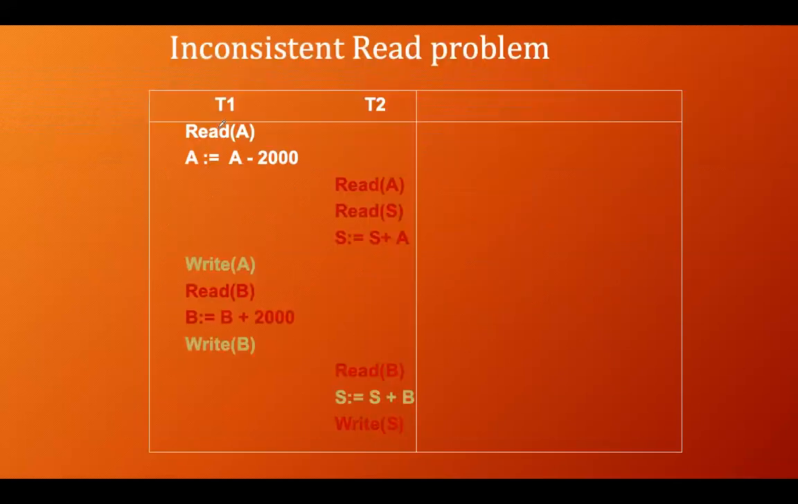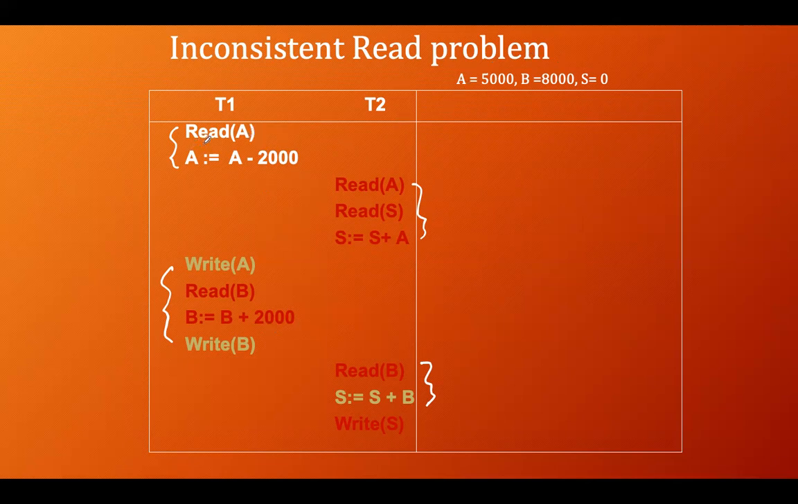Now this is the scenario where some operations of T1 are executing, then some operations of T2 are executing, then some of T1 again, then some of T2. Now let's see, this is my original database where the value of A is 5,000, the value of B is 8,000, and the value of S is 0. Correct? Now let's start the execution.